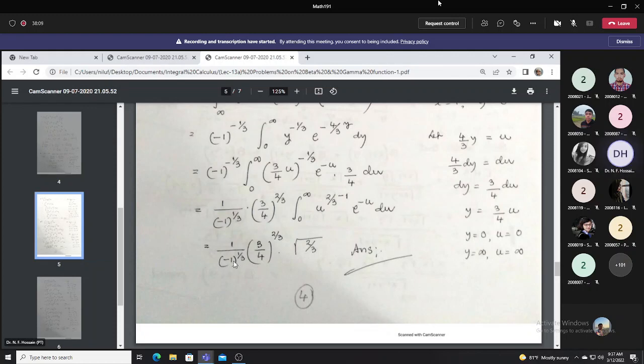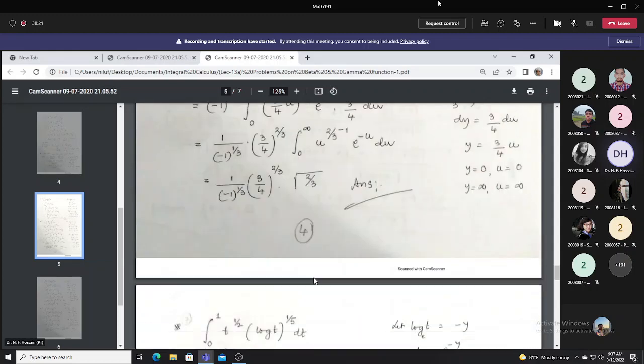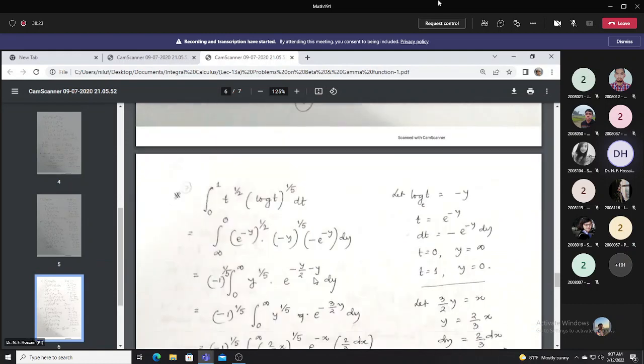There are complex roots there, but if you avoid writing down the complex roots, minus 1 whole to the power 1/3 will be just minus sign, minus 1. So minus 3 by 4 whole to the power 2 by 3 into gamma 2 by 3.